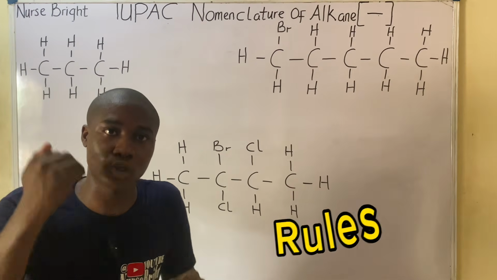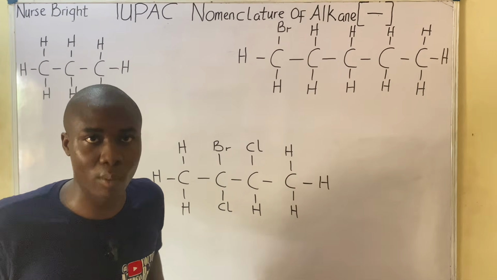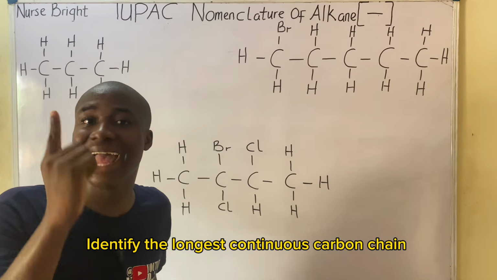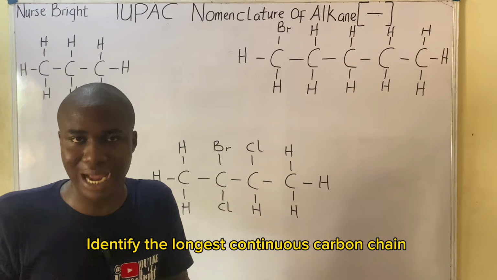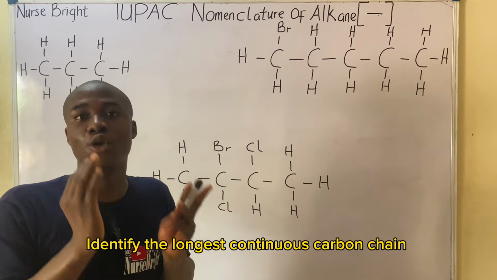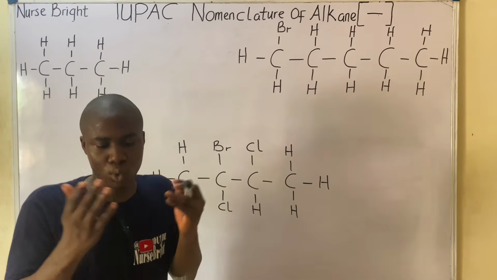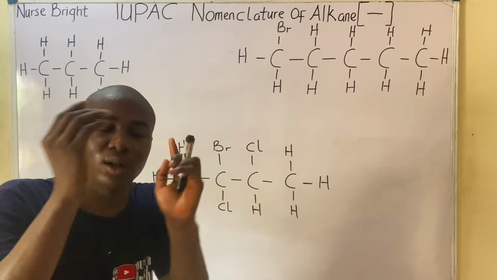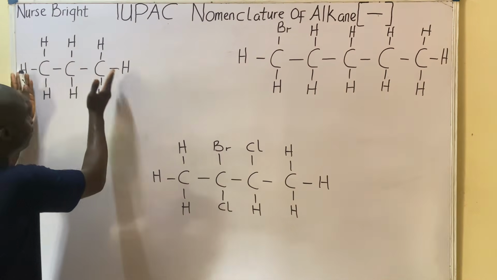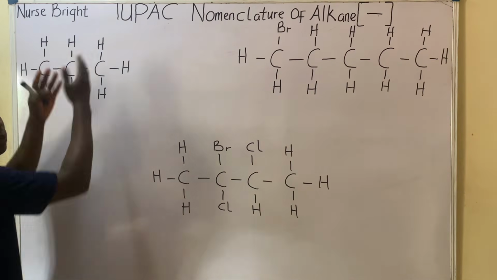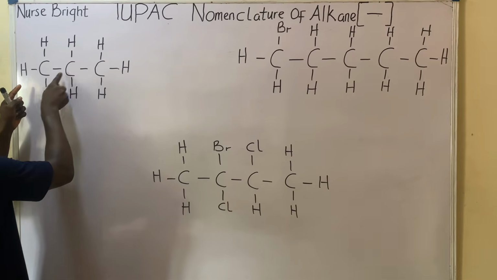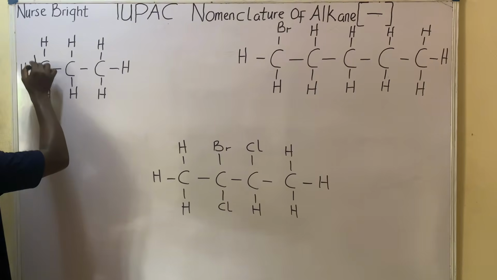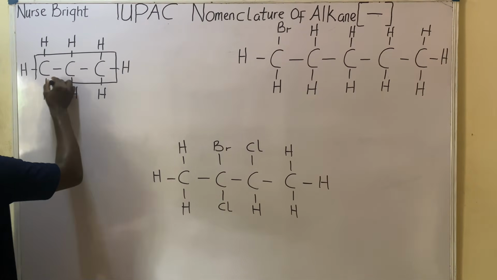And there are rules on how to name organic compounds. The first of them here is identifying the longest continuous carbon chain, in the sense that you have to look at that compound and try to look at the carbon-carbon connection that is longest. So that becomes the longest continuous carbon chain. So let's start with the first example. Now, if you check this compound carefully, I can only see this carbon-carbon connection. So definitely, this becomes the longest continuous carbon chain. I believe you are following.